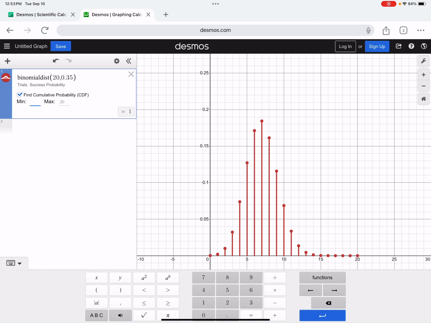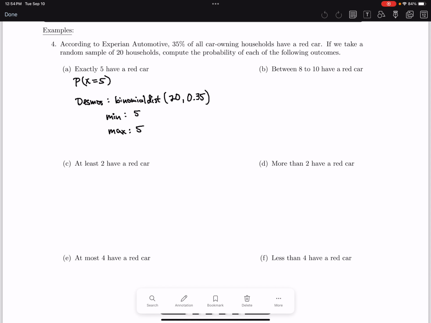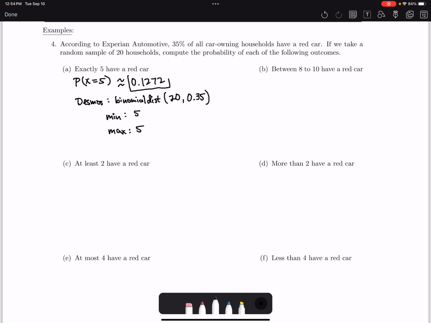So for my minimum value, I'm going to type in 5. And for my maximum value, I'm going to type in 5. And you'll notice that in the graph now, it only highlights the bar representing 5, which is good because that's the probability you're looking for. And the answer is given in the little gray box, right? It's 0.127199, etc. We'll round this to 4 decimal places, so it's approximately 0.1272. And that's our answer.